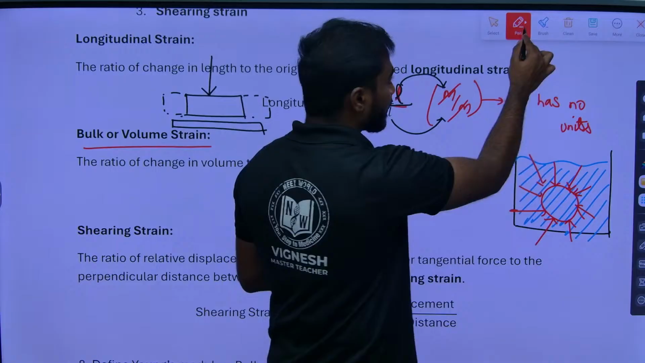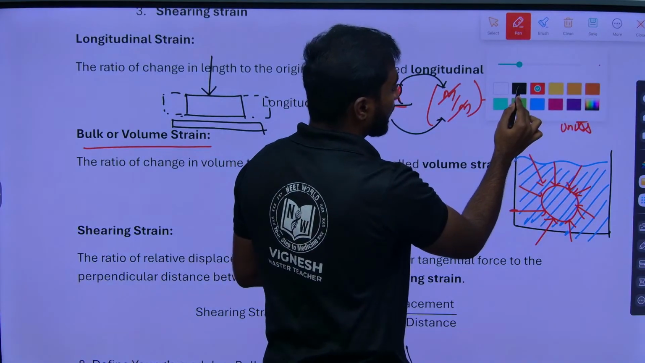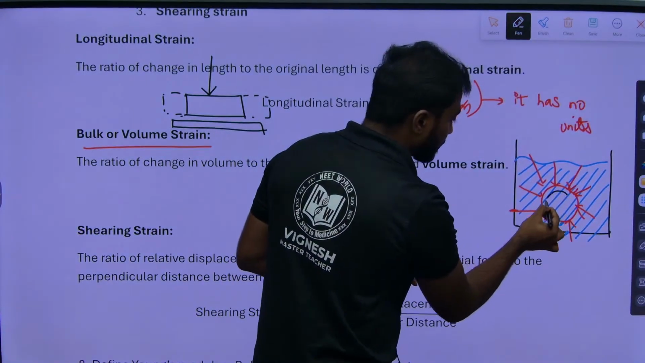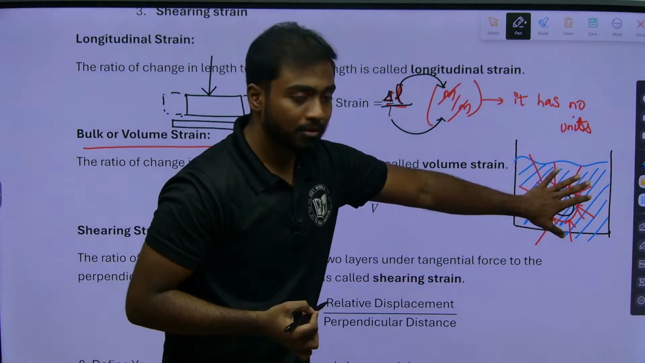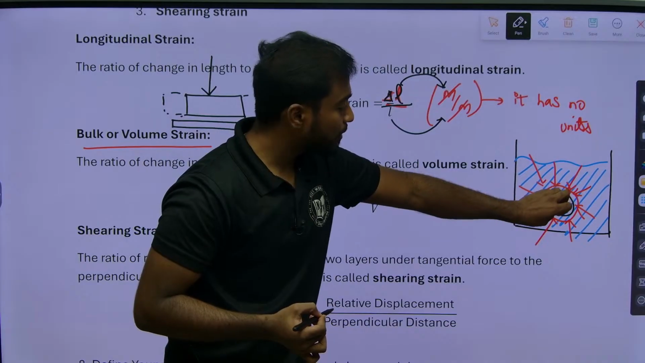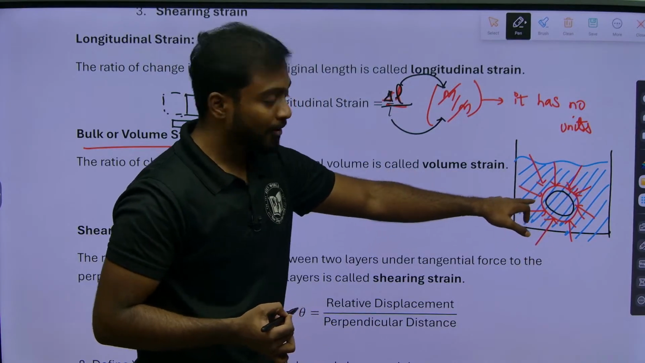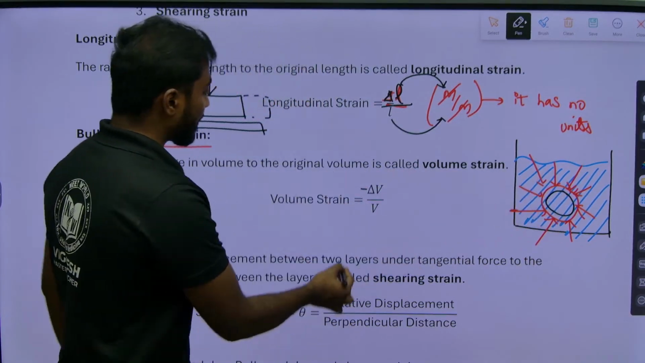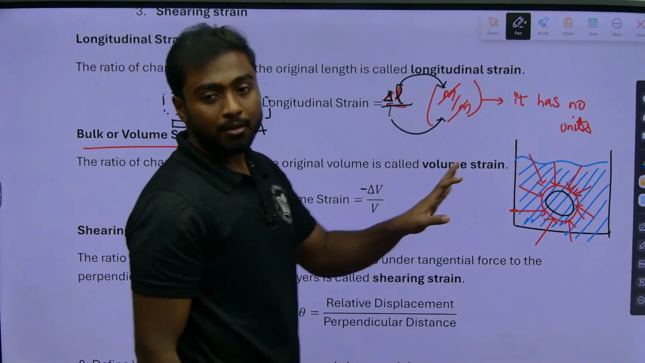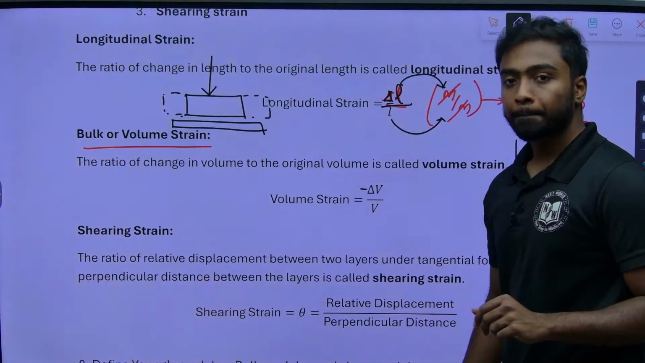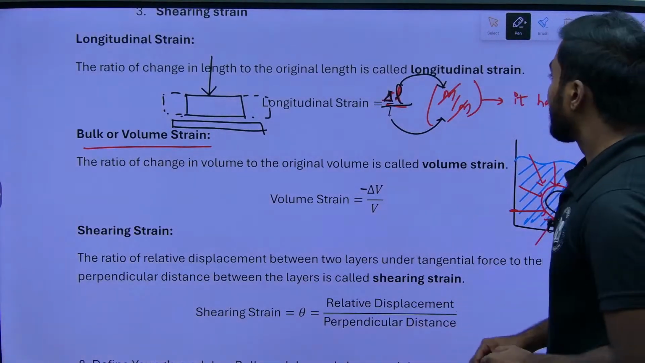So that's the thing here. So what I am doing is, this is my change in volume. Initially the volume was like this, the red color, and the volume has now changed to the black color. So volume has decreased, right. That's why we have taken a minus symbol over here. So delta V by V is the volume strain, we will say. Okay, volume strain, got it.